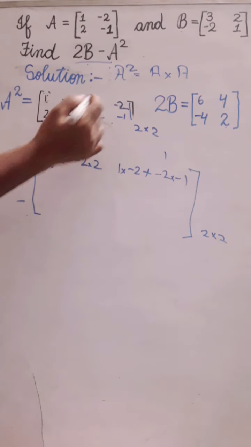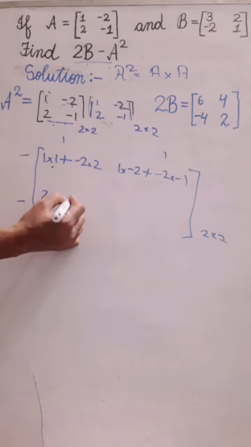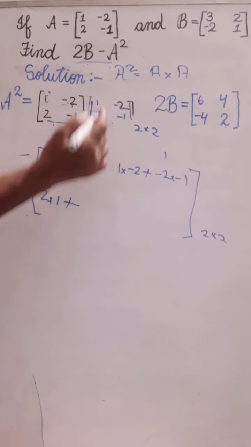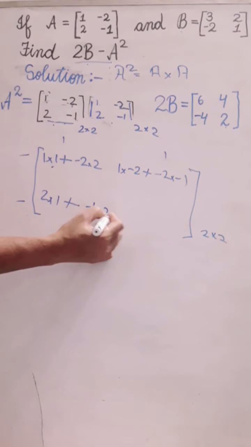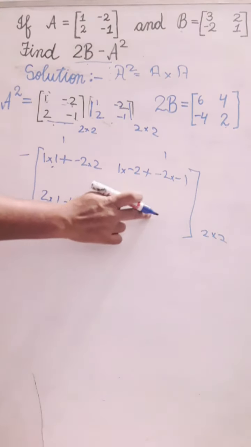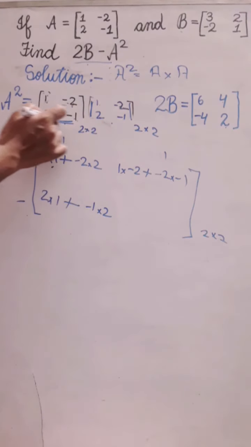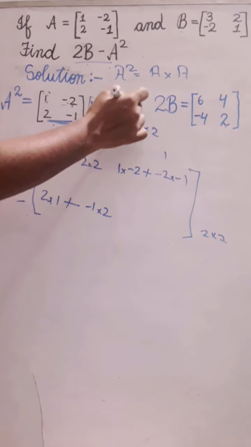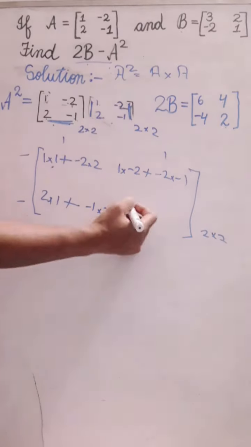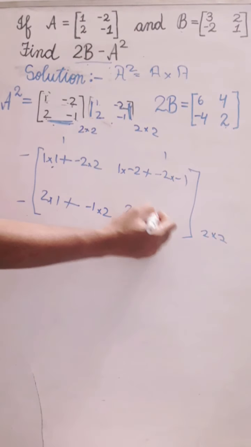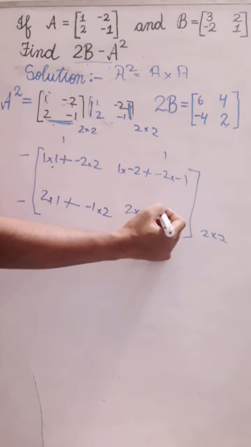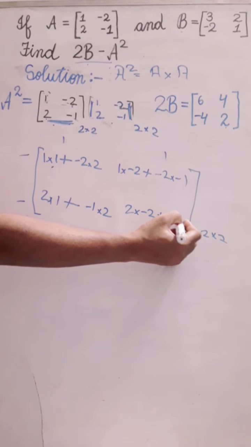So 2 times 1 plus minus 1 times 2. Now this is your second row, second column. So I need to multiply the second row with the second column. So here 2 times minus 2 and 1 times minus 1 plus minus 1 into minus 1.